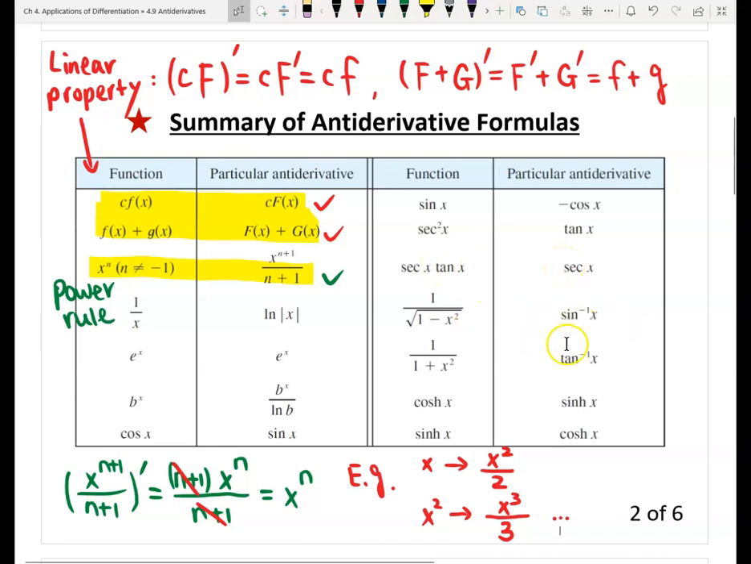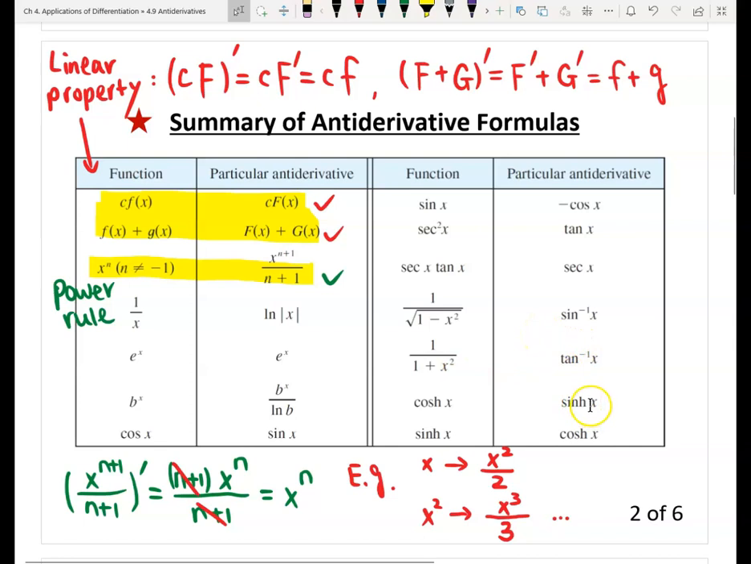Let's look at other formulas. Here are inverse trig functions, right? Do you remember inverse sine's derivative is 1 over the square root of 1 minus x squared. Therefore, inverse sine x is the antiderivative of this, okay. The same for inverse tangent, okay. And you know we have other inverse trig functions, like inverse cosine, inverse secant, inverse cosecant, okay. Other formulas we did not write here.